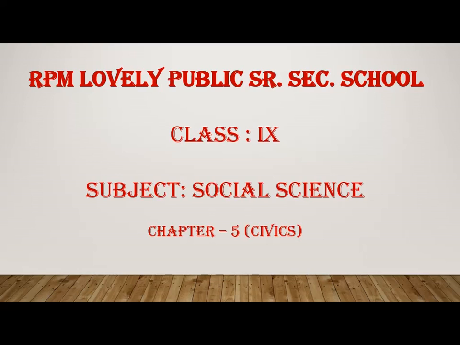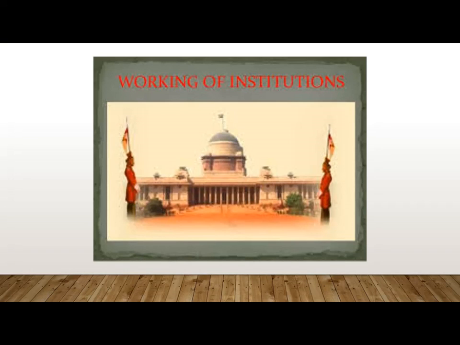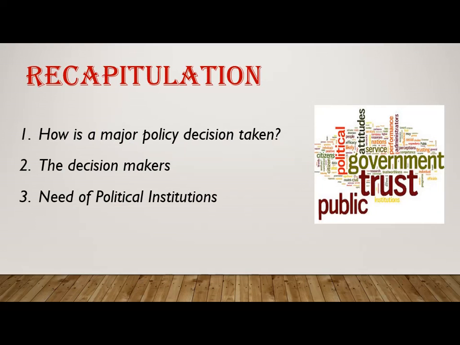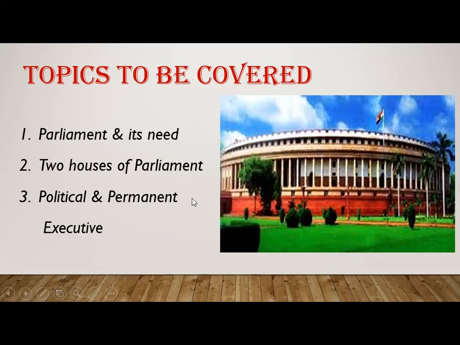Students, in our last session of Civics Chapter 5, Working of Institutions, we discussed how a major policy decision is taken, the decision makers, and the need for political institutions. Today, we are going to discuss Parliament and its need, the two houses of Parliament, and political and permanent executives.